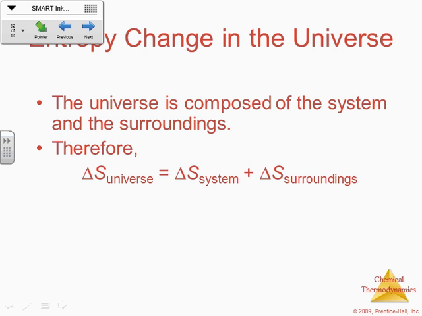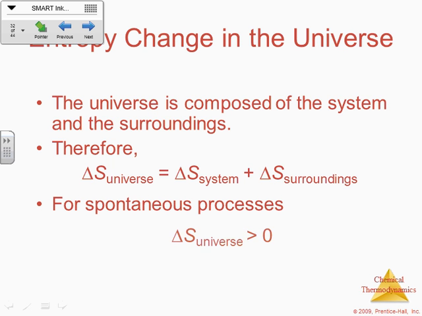If you total up the delta S of the universe, it equals the delta S of the system plus the delta S of the surroundings. And for spontaneous processes, delta S of the universe is always greater than 0. All right? It's kind of a depressing thought that no matter what you do, you are increasing the delta S of the universe. Or at the very least, you are keeping the delta S of the universe the same.